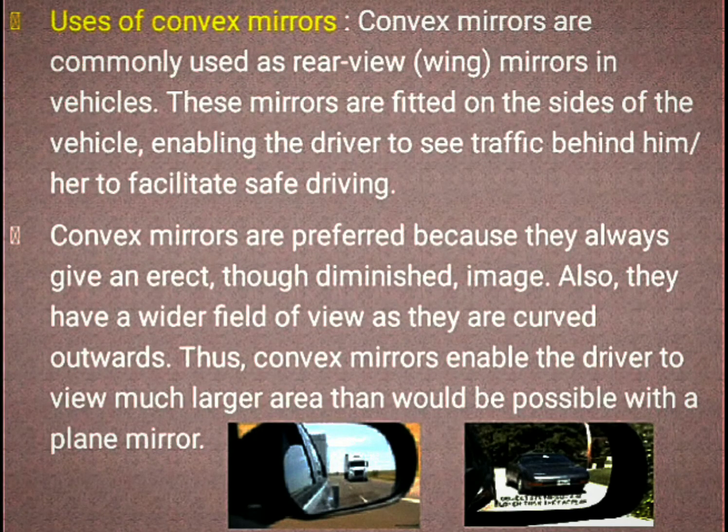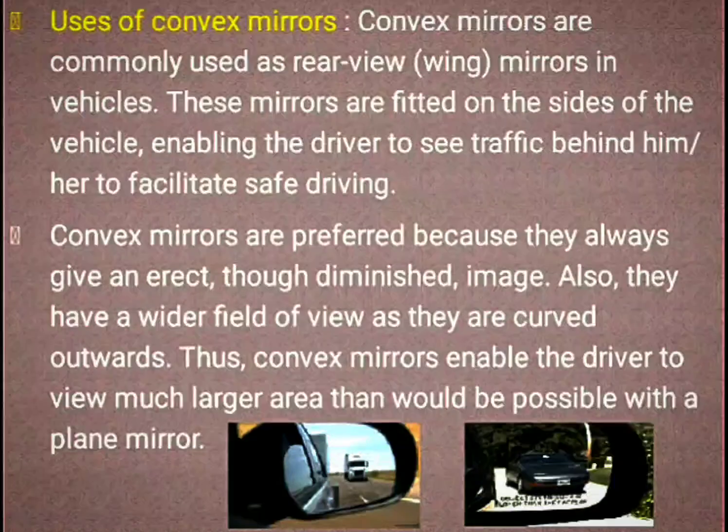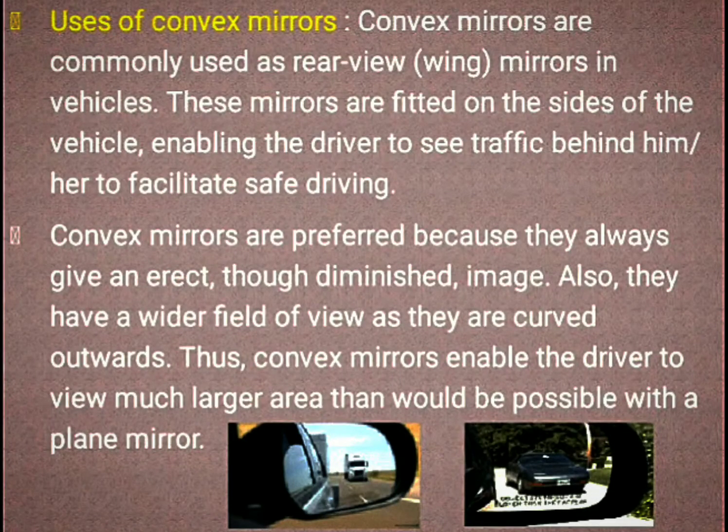Now let's see what the uses of convex mirrors are. Convex mirrors are often used as rear view mirrors in cars as well as two-wheelers. This is because they facilitate safe driving, enabling the driver to see traffic behind them. Since these mirrors have a wider field of view as they are curved outwards, they help the driver to view a larger area behind them.